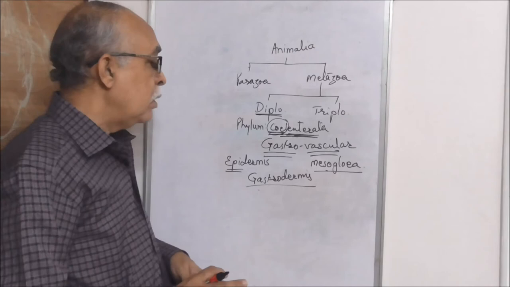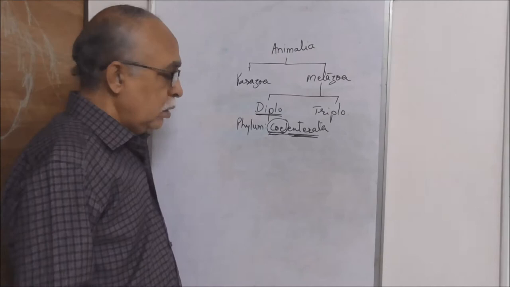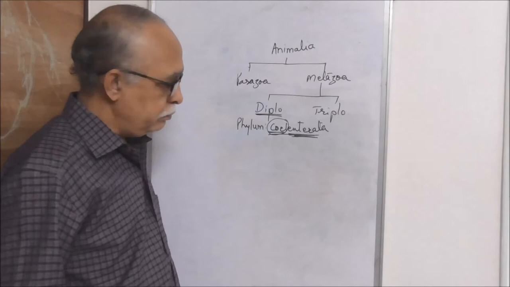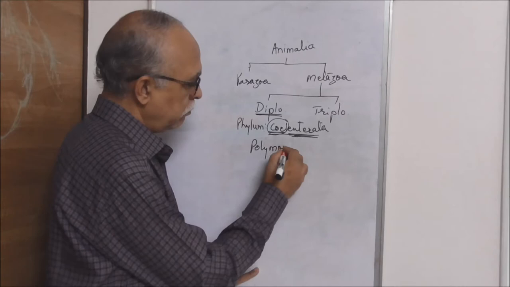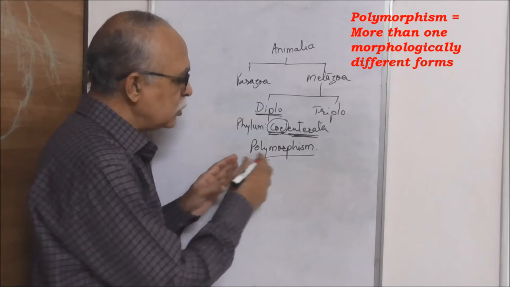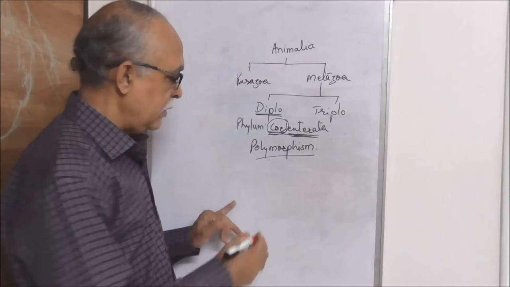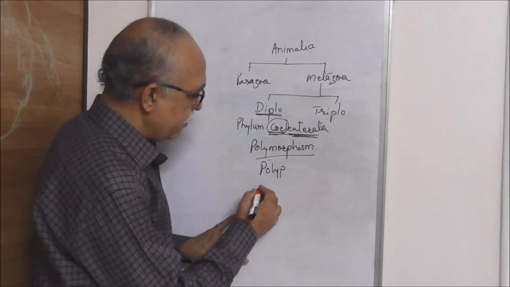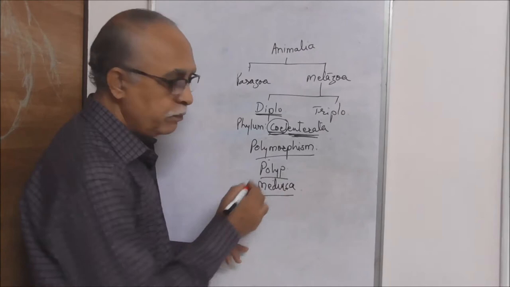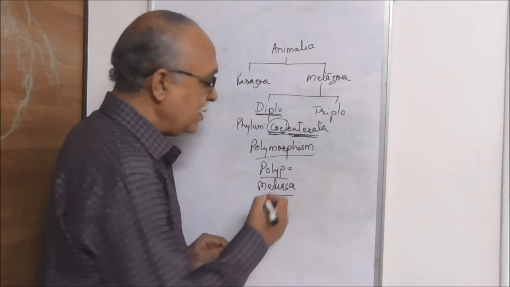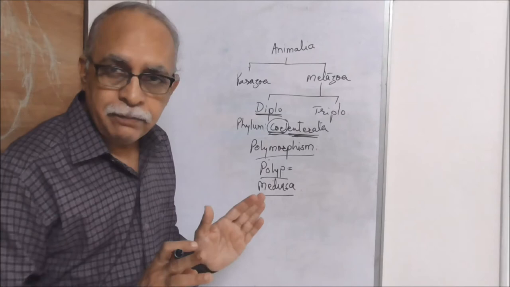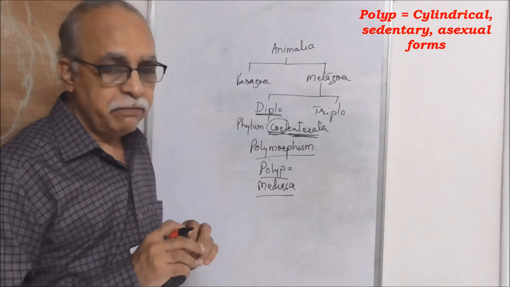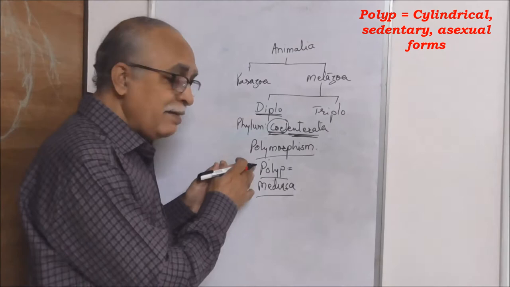So two layers separated by mesoglea, a jelly-like layer. That's a characteristic feature. Now, other characters let's talk about. There are two forms of animals in this case. You can call that polymorphism. Poly means many, many morphological forms. Now, though I say many, it is only two forms. One form is called a polyp. Another form is called a medusa. Clear-cut differentiation we have to have. Polyps are cylindrical in shape, stationary, non-motile, and reproduce by asexual means, budding, fragmentation, that kind of methods they adopt while reproducing.